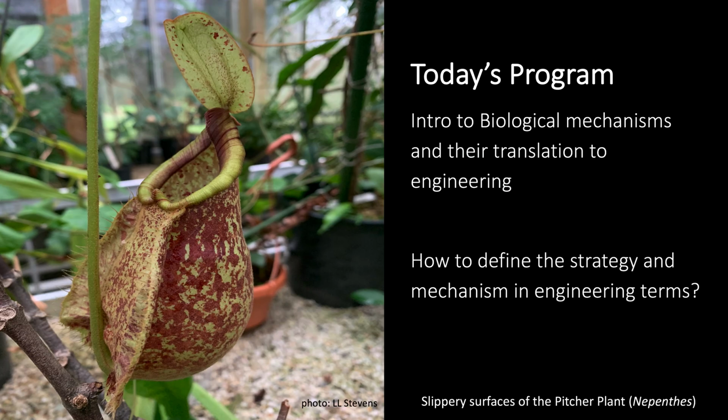So today's program is an introduction to biological mechanisms and their translation to engineering. So how do you define the strategy and the mechanism in engineering terms? For example, look at the slippery surface of the pitcher plant, where insects will climb on the opening and slide into the plant. How does that happen?